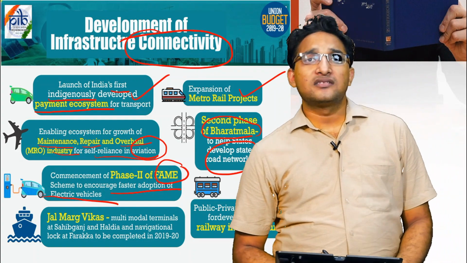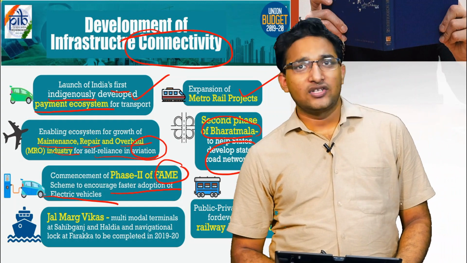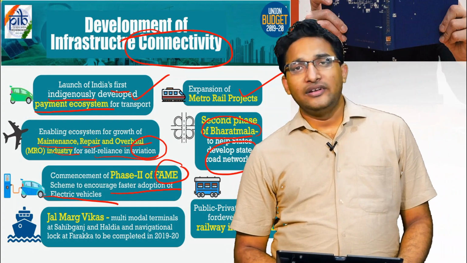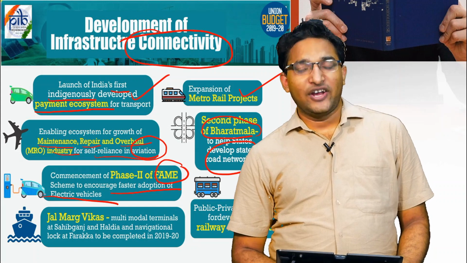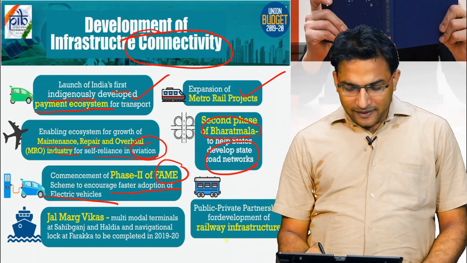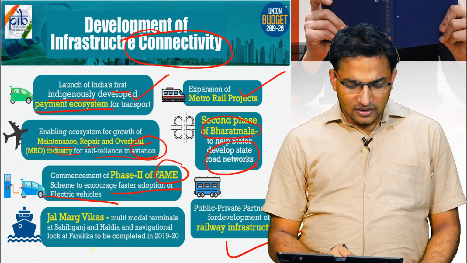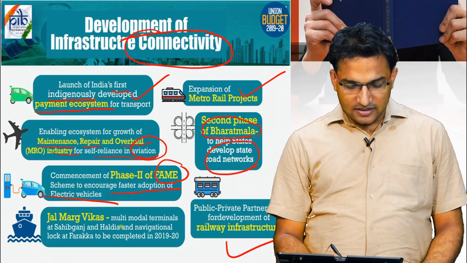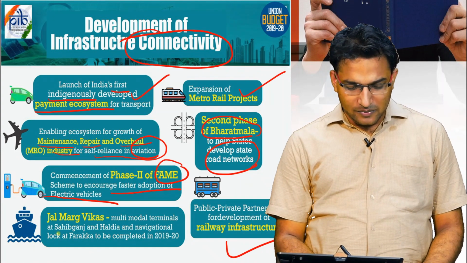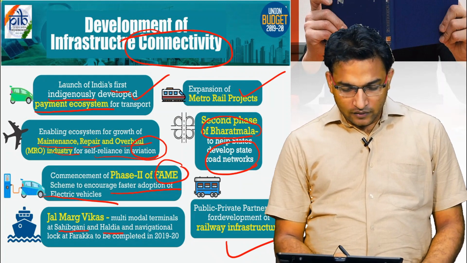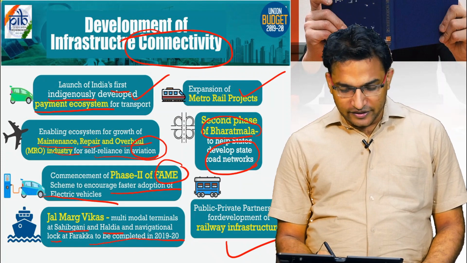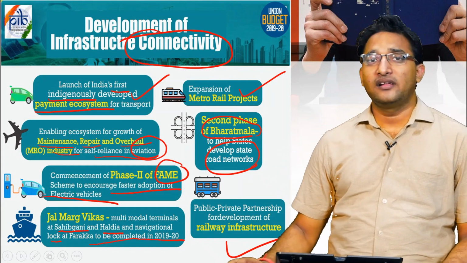Then commencement of phase 2 of the FAME for faster adoption of the electrical vehicles. So for the electrical vehicles, the government is coming up with various initiatives. One of the initiatives is the GST has been reduced from 12% to 5%. Public-private partnership for the railway infrastructure we have already seen, and Jal Marg Vikas, multimodal transport terminals at the Sahibganj and Haldia, and the navigational lock at the Farakka to be completed in 2019-20. So this is regarding the water infrastructure.